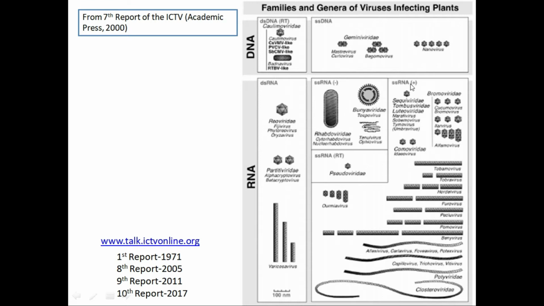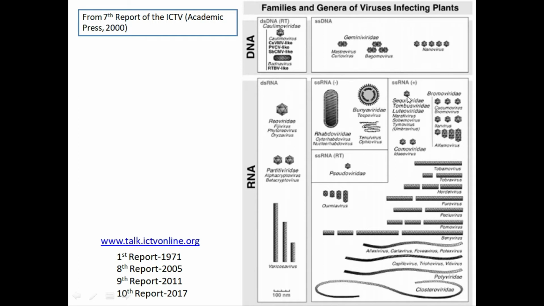Then single-stranded RNA plus sense genome. The majority of them are here. So if we want to say very specifically which type of genome the majority of plant viruses have, then the answer will be that the majority of plant viruses have single-stranded plus sense RNA genomes. Under that we have many families: Sequiviridae, Bromoviridae, Comoviridae, and then many genera here. Okay, so we have many shapes as well.